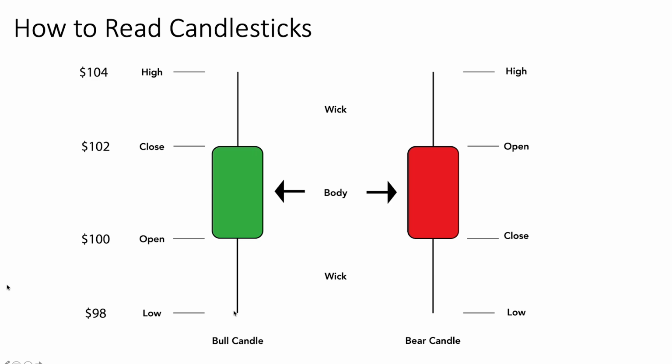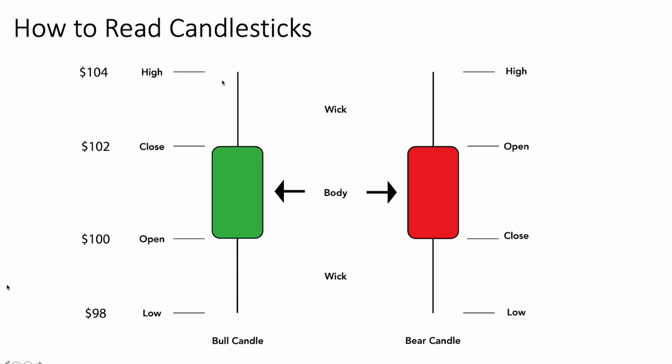Now the wick is essentially how far the market has moved up or down on a given time period, but it didn't close there. So let's take this for example, the low of $98 and a high of $104. What could have happened here is the market opened at 100, it went all the way down to 98, and then it went all the way up to 104, and then closed at 102. It could have also done this: it could have opened at 100, went all the way up to 104, went all the way down to 98, and then closed at 102. It doesn't tell you exactly how the price moved specifically in a certain time period, but it does tell you that it opened at 100, went all the way down to 98, went all the way up to 104, and closed at 102.